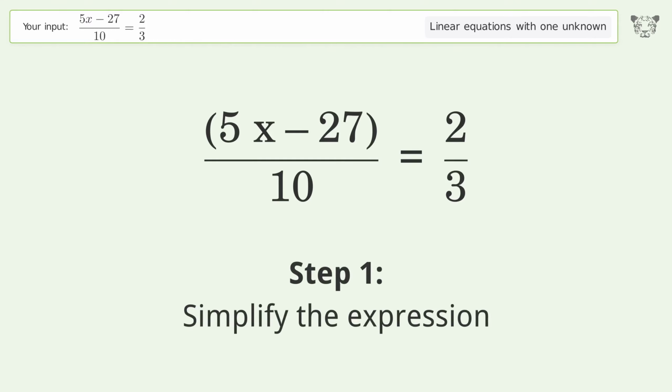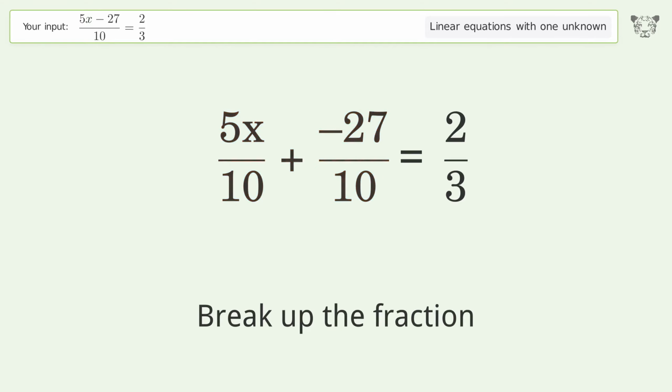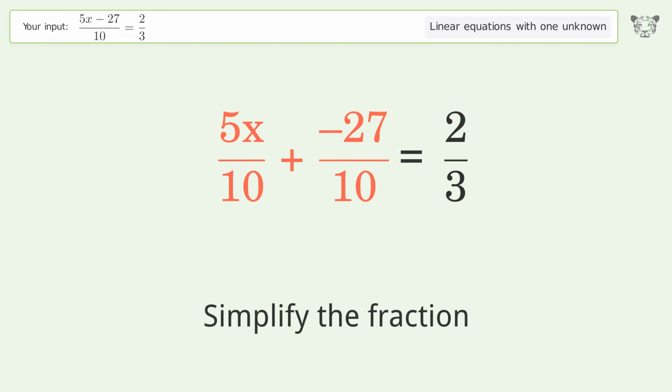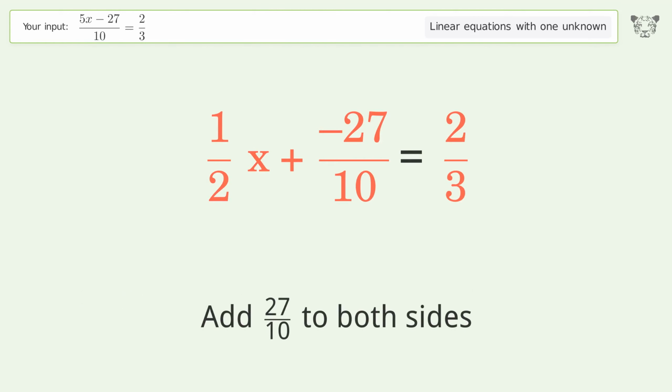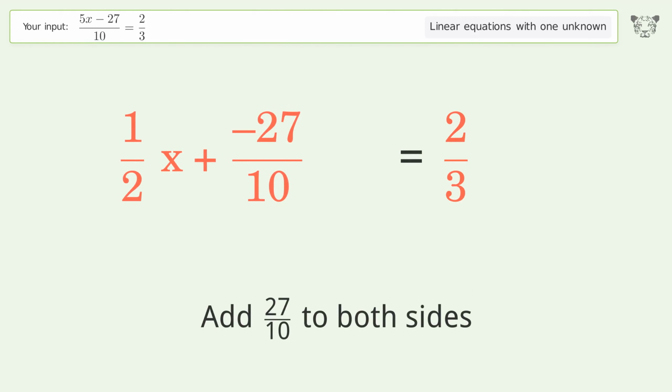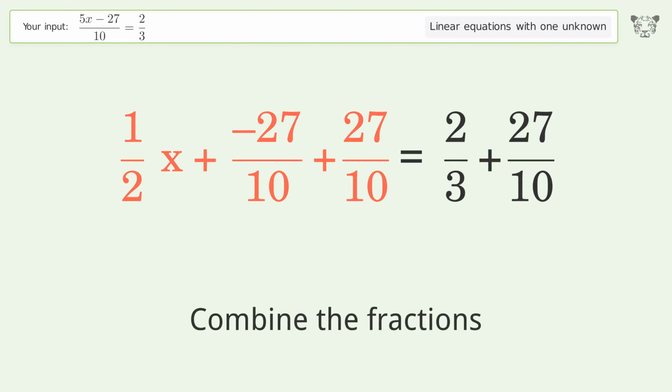Simplify the expression. Break up the fraction. Simplify the fraction. Group all constants on the right side of the equation. Add 27/10 to both sides. Combine the fractions.